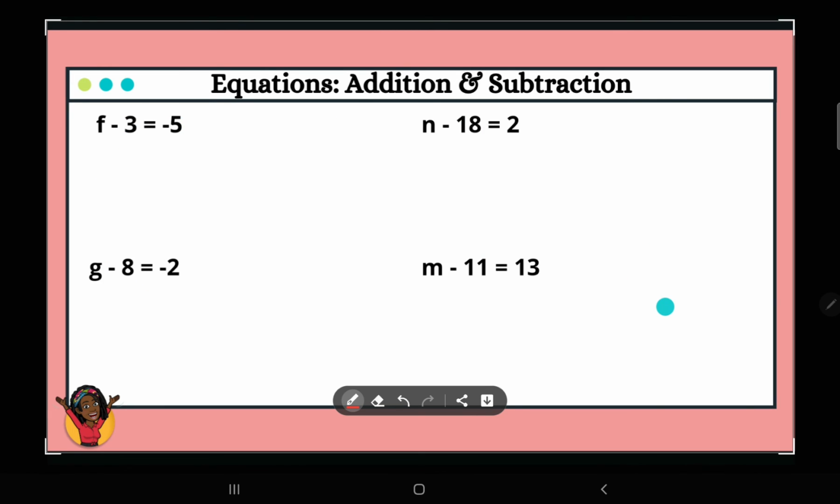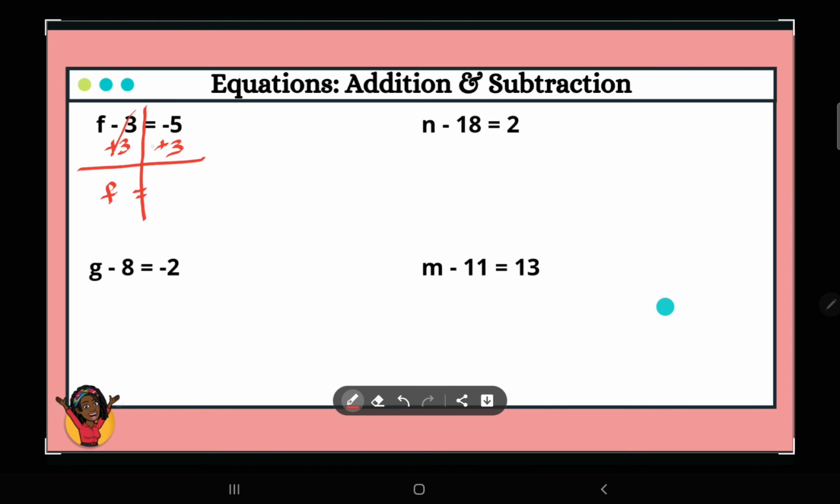So we're going to use the same strategy that we did with the previous 4 problems to solve these problems. The only difference is that instead of adding, we're now subtracting. So I'm going to draw my line just like I did before. Okay, what is my variable? F. What is happening to the variable? I'm subtracting 3. What's the inverse of subtraction? Add 3 on both sides. Okay, that cancels out. I bring down my F.